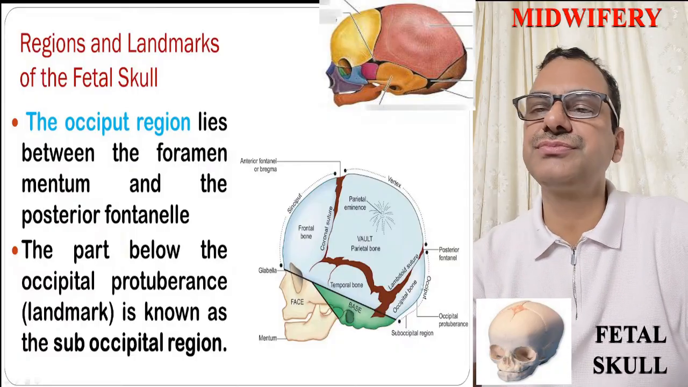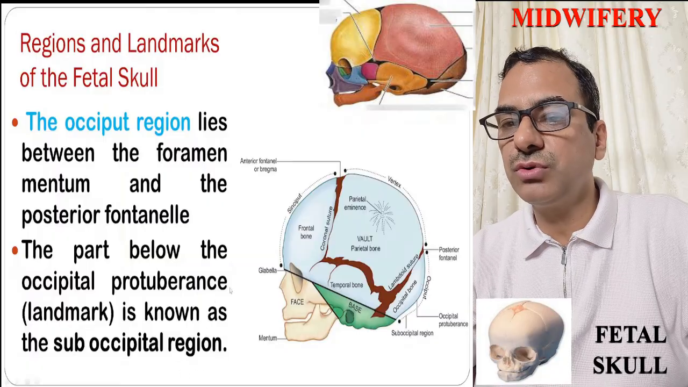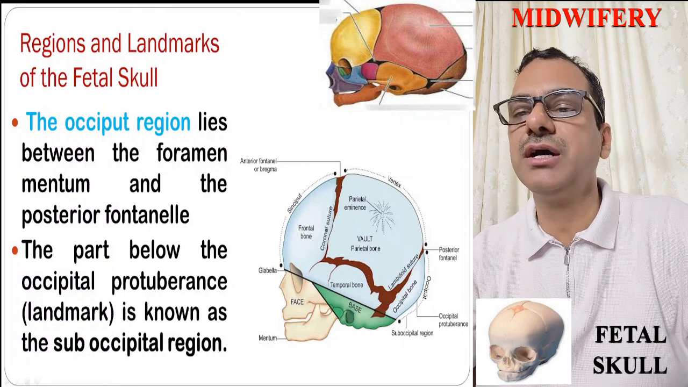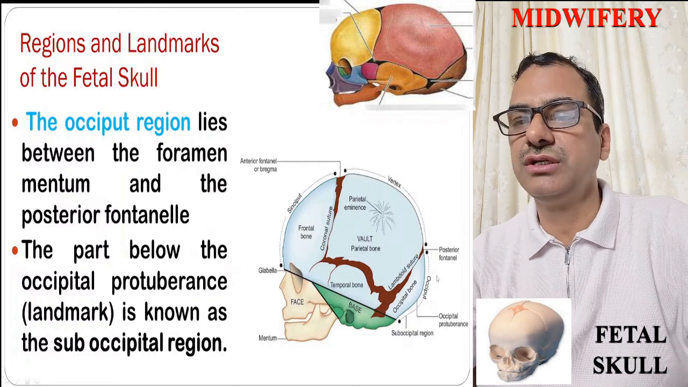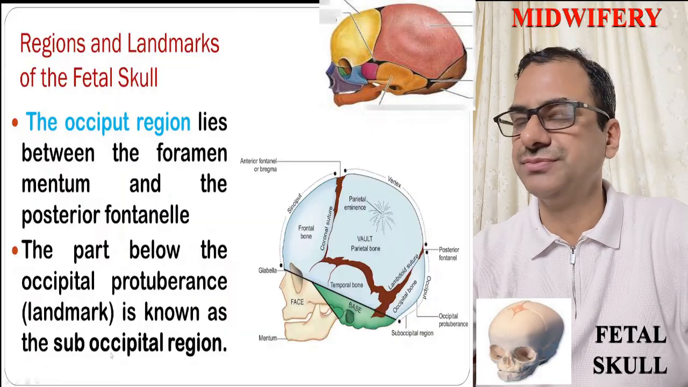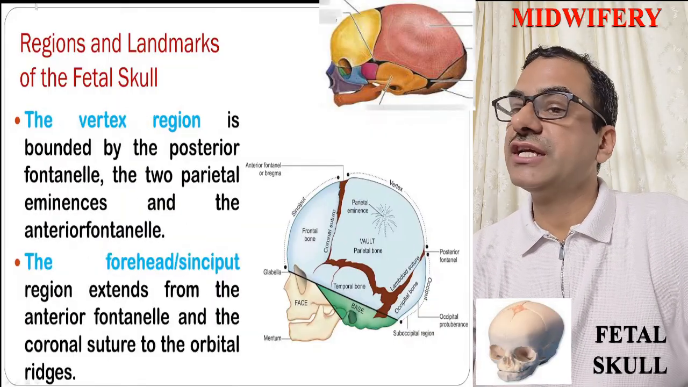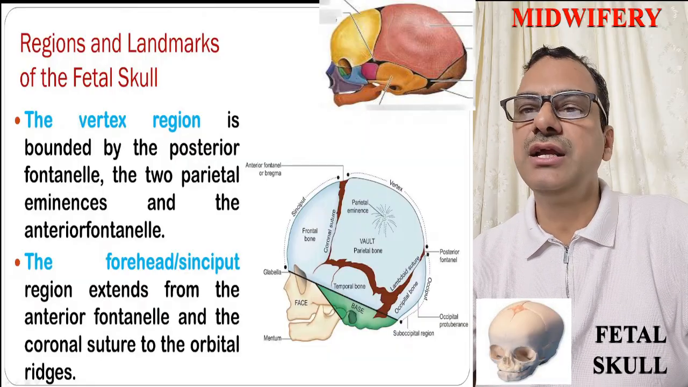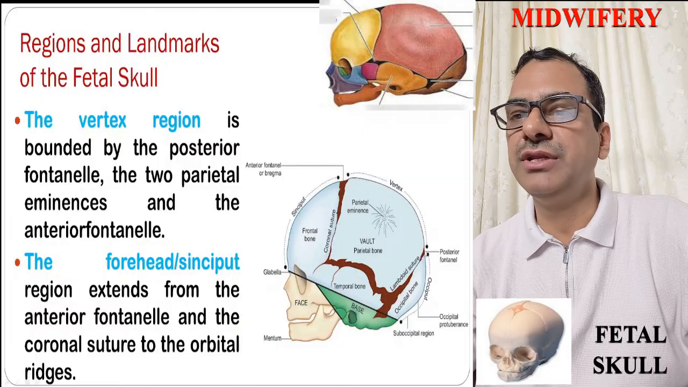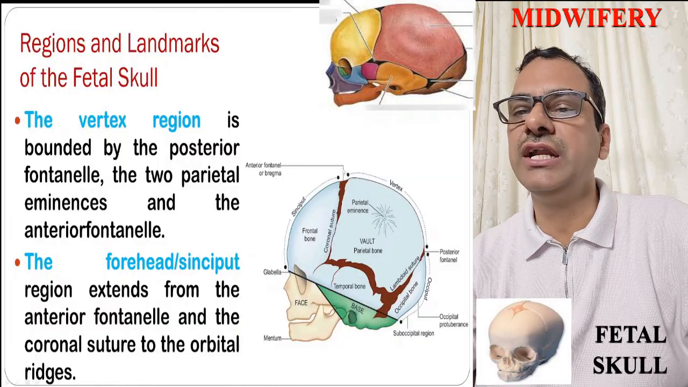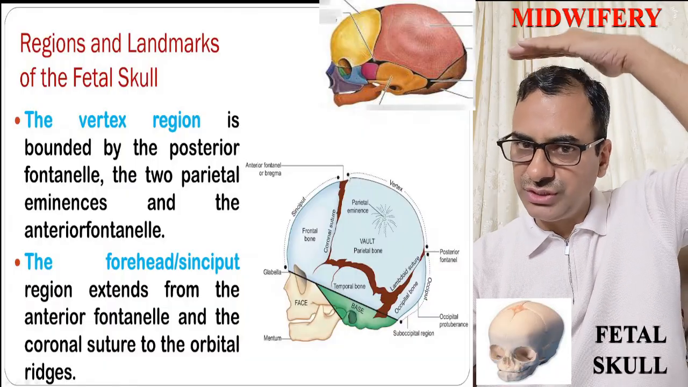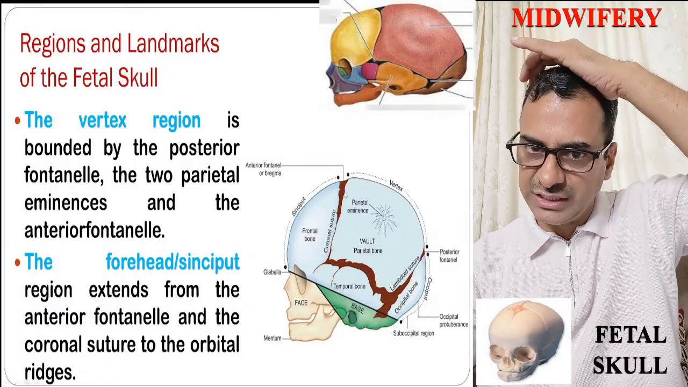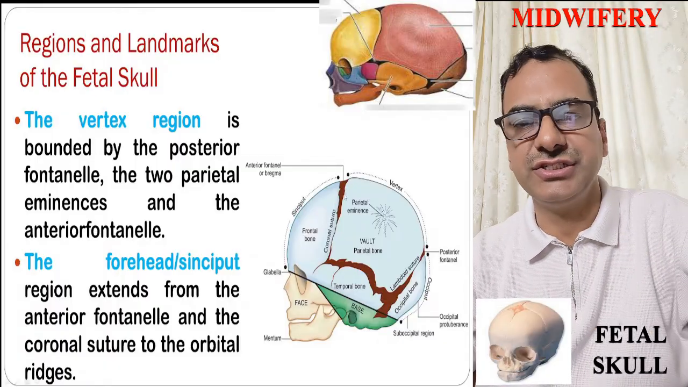Posteriorly, the part below the occipital protuberance, this is a landmark, and the part below it is known as the suboccipital region. Then the vertex region. The vertex region starts from the posterior fontanelle and two parietal eminences and then the anterior fontanelle. So the place between the anterior and posterior fontanelle and two parietal eminences is known as the vertex region.